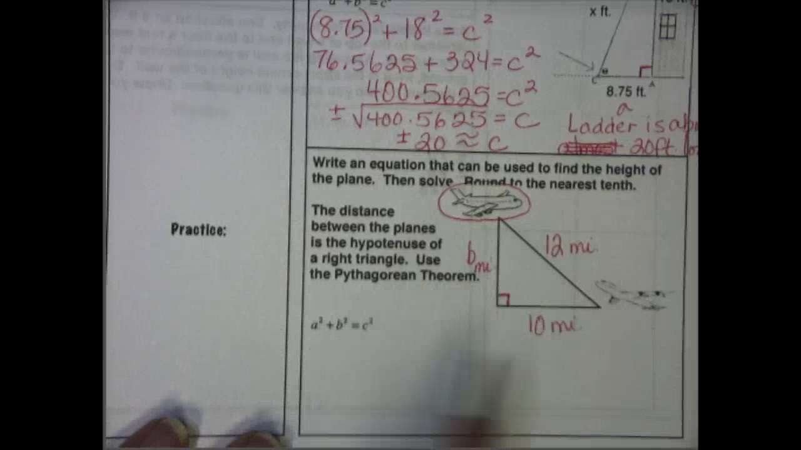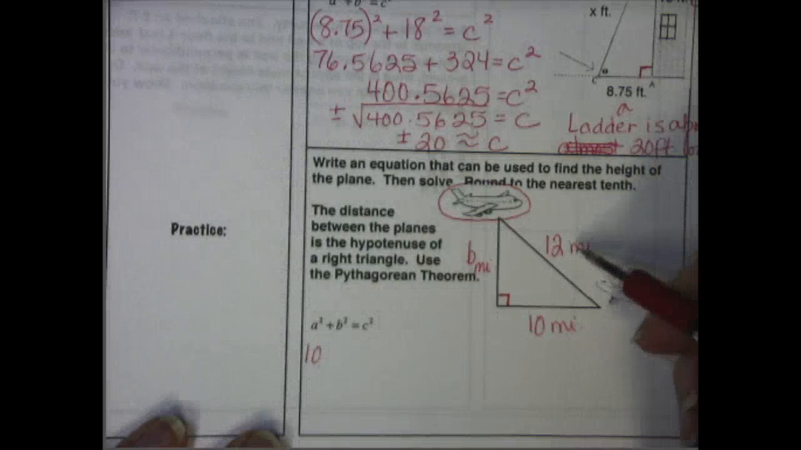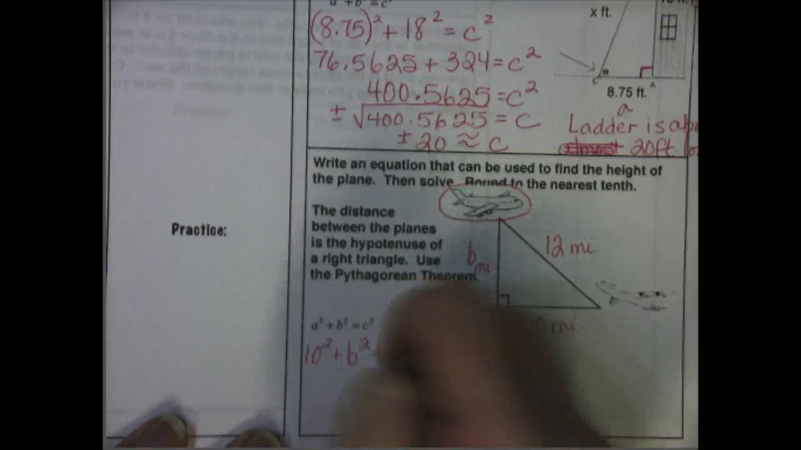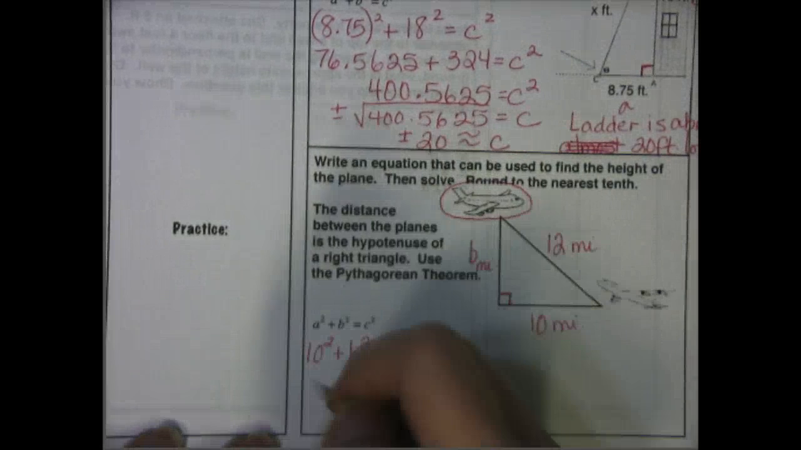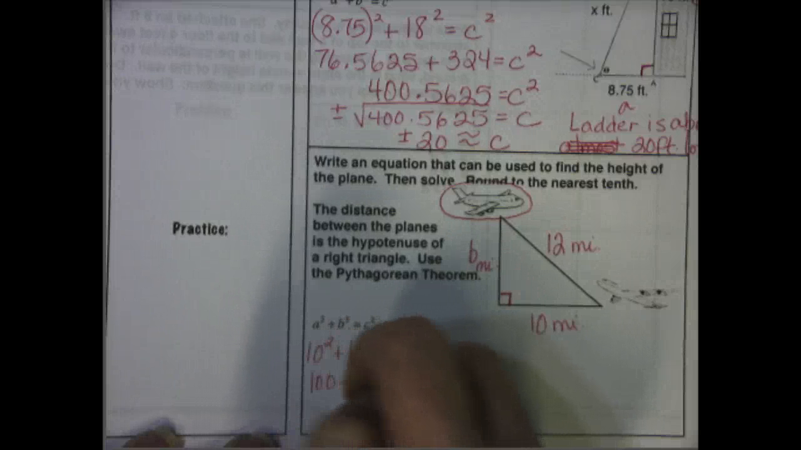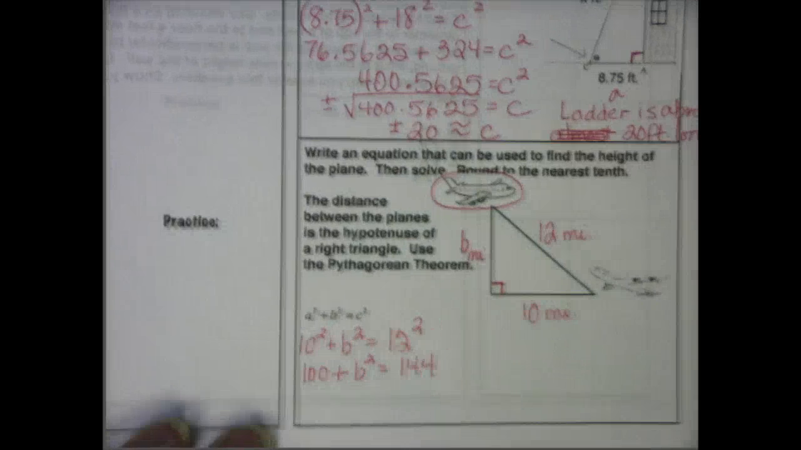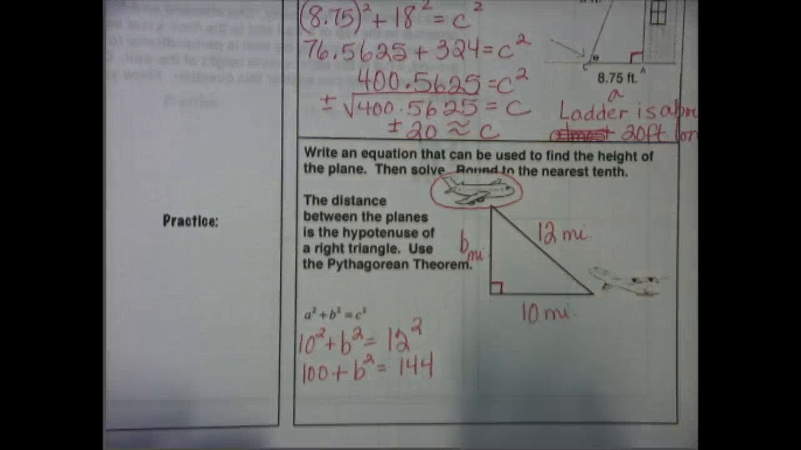So we have a squared. We know that a is 10 because the hypotenuse is always c. So we have 10 squared plus b squared equals c squared, which is 12 squared. 10 squared is 100 plus b squared equals 12 squared is 144. Remember, if you don't know these, you can use your calculator, but these are ones that you should have already memorized, or that you need to memorize if you haven't.